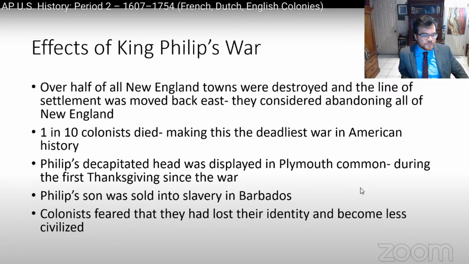Not good. Philip's son was sold in slavery in Barbados. Well, that's another slap in the face. Colonists feared that they had lost their identity and became less civilized. Well, once you go in that direction, you start committing war crimes, crimes against humanity. There's really no turning back. It's going to leave a dark stain on the soul of American society.